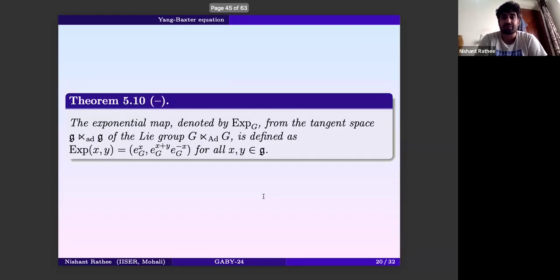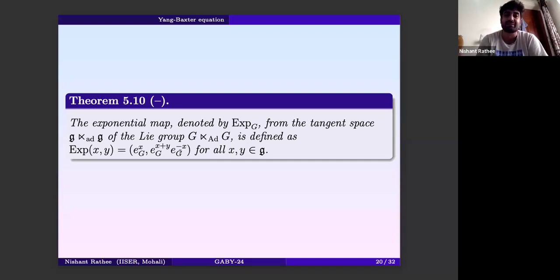So using that, we have calculated the exponential map from this semi-direct product Lie algebra to the semi-direct product group. The map is given by exponential of (x, y) going to (exponential of x, exponential of x plus y into e to the minus x). So you need to prove that this is the exponential map.